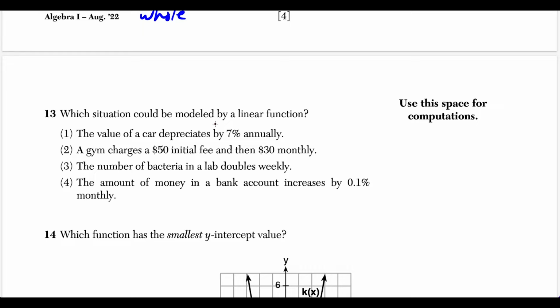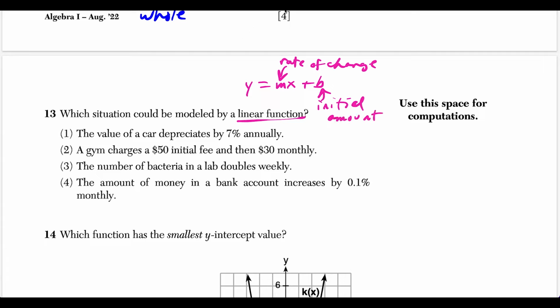Question 13, we want to know which situation could be modeled by a linear function. And just know linear functions have a constant rate of change. And the rate of change is always the coefficient of x, the slope. So this is our rate of change. And the b term, the y-intercept, represents the initial amount. So now we can just scan the answer choices here to see which one matches up with this type of equation.